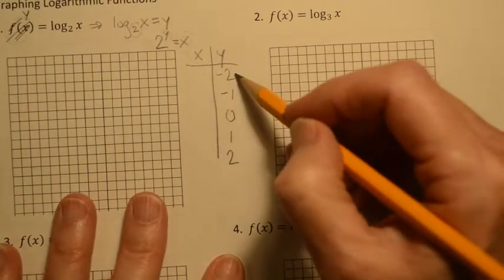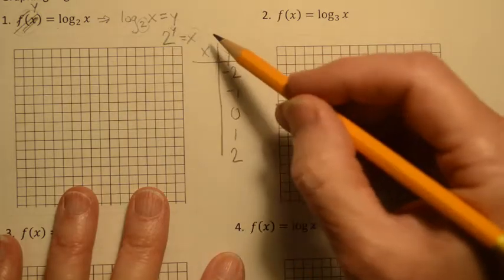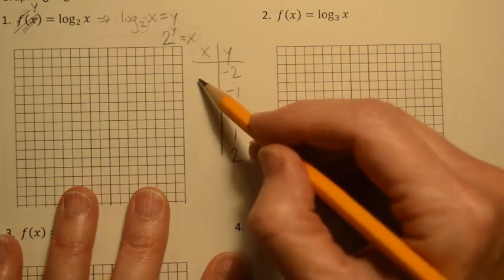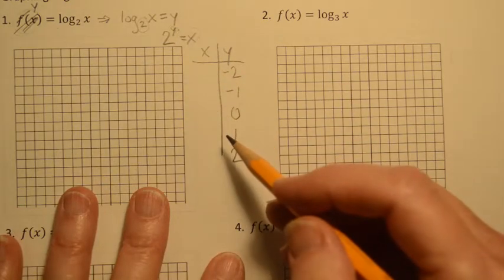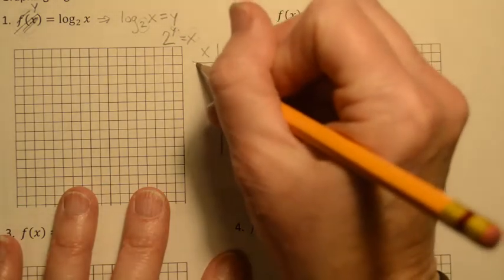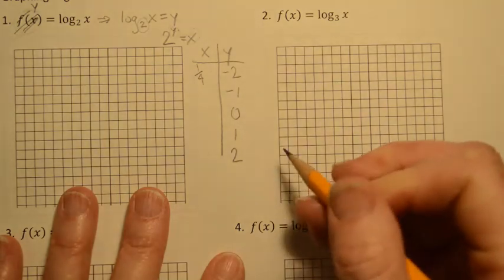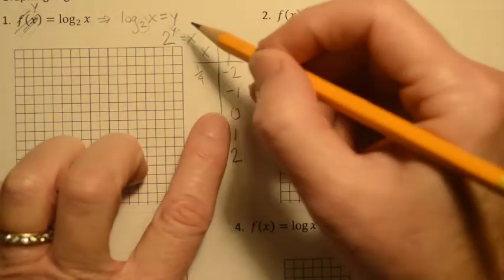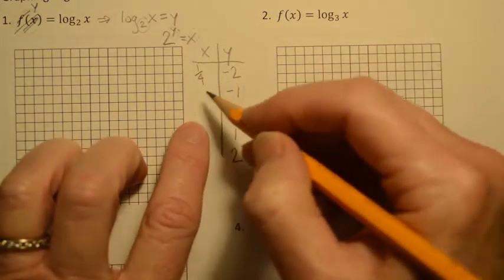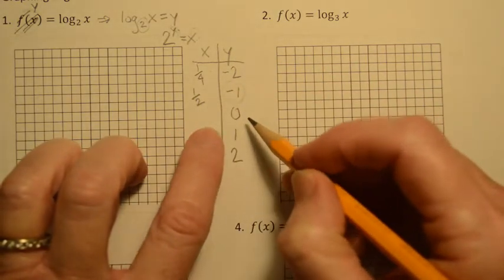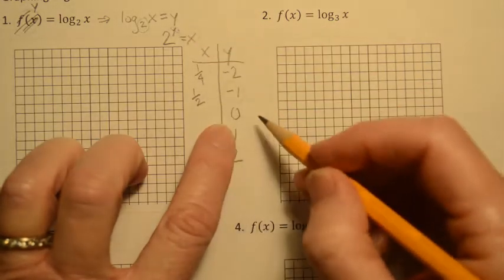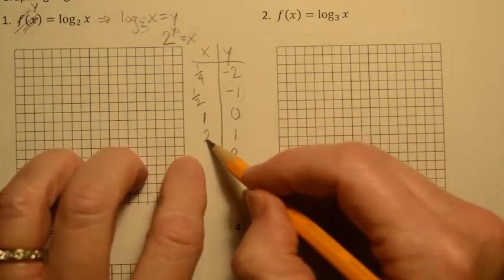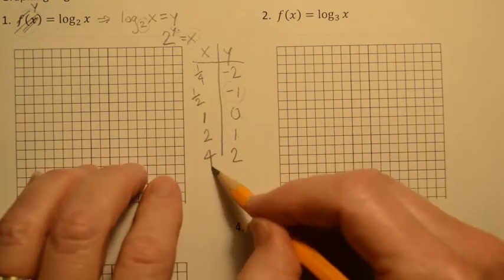Right? So when I do that, if I put -2 in for y, this is going to ask me for x to find 2 to the -2. Right, well, 2 to the -2, hopefully you remember that's 1/4. Then when I put -1 in for y, 2 to the -1st is 1/2. When I put 0 in for y, 2 to the 0 is 1. When I put 1 in for y, I get 2. When I put 2 in for y, I get 4.